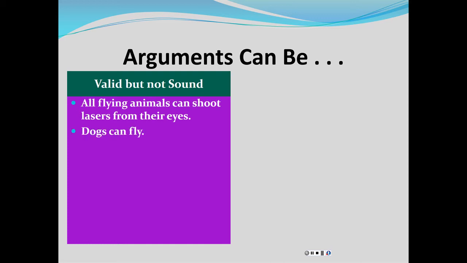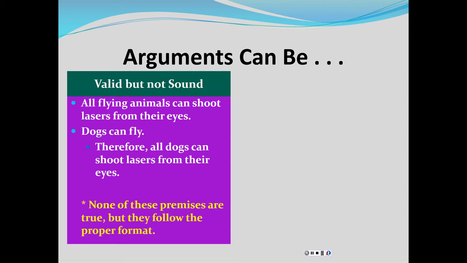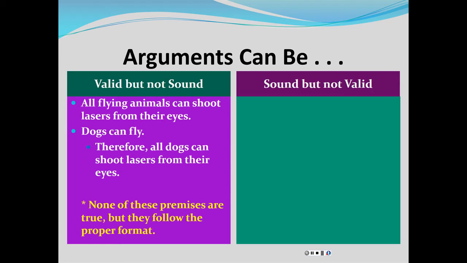From there, I could have the minor premise, dogs can fly. And from there, I should be able to conclude that all dogs can shoot laser beams from their eyes. The problem with this is that none of the premises are true, but they do follow the proper format. So if the first two things were true, then we could conclude that dogs can shoot lasers from their eyes. But because those first two statements are not factually accurate, they're not sound, we can't draw that conclusion. The opposite also could be true.